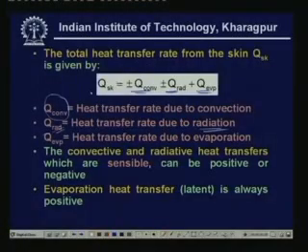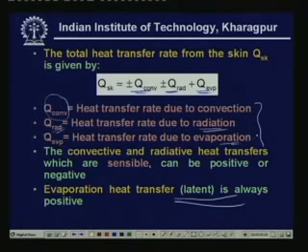Whereas the evaporative heat transfer, that is Q evaporative, is always positive. That means a human being always loses heat by evaporation. And there is another difference between these two and the evaporative heat transfer. The convective and radiative heat transfers are sensible in nature, whereas the evaporation heat transfer is latent in nature.